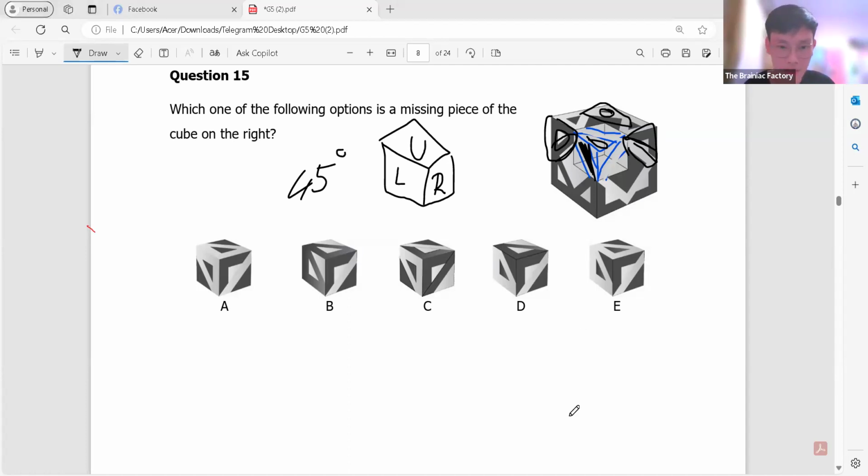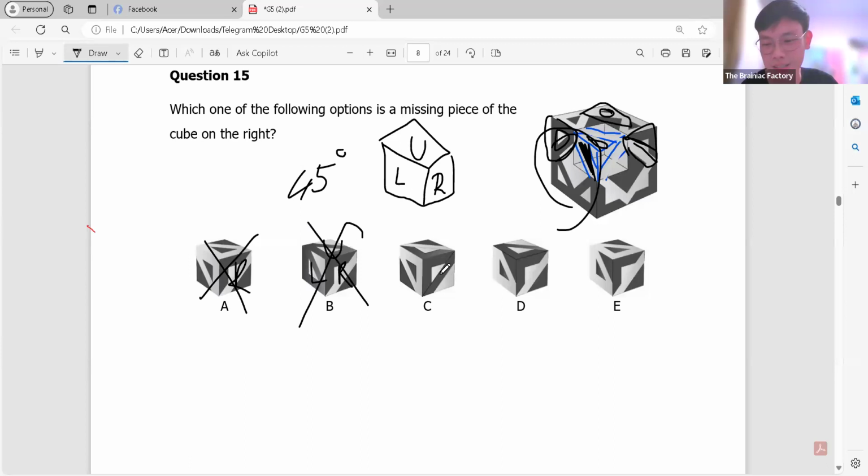Okay, someone said the answer is B. Okay, let's find out. If A is the answer, so this is gonna be our right, and this one, oh, so A is not the answer because we're not having this side, this left, so A cannot be the answer. How about B? B, we're having here the same as our left, and this one is the same as our right, but our up, no, it's not the same. So sorry, this B is not our answer as well.